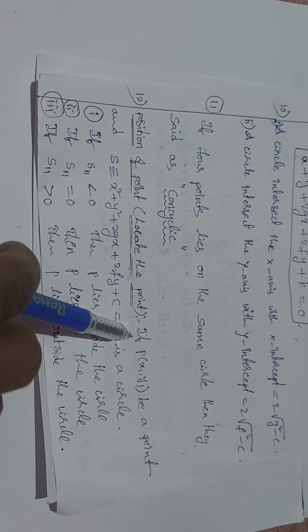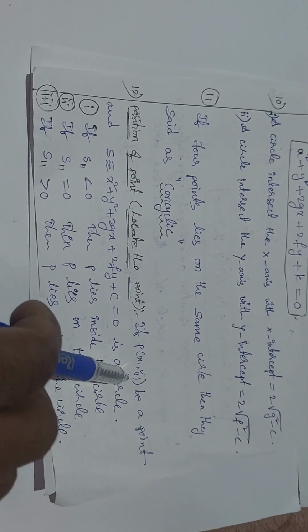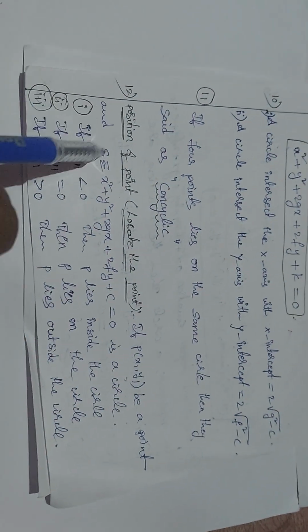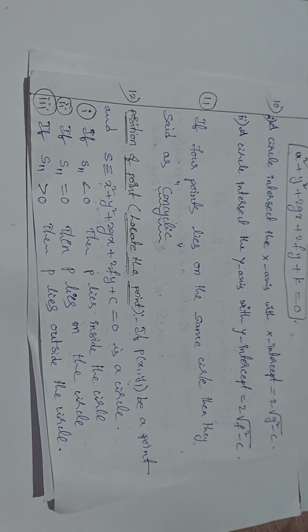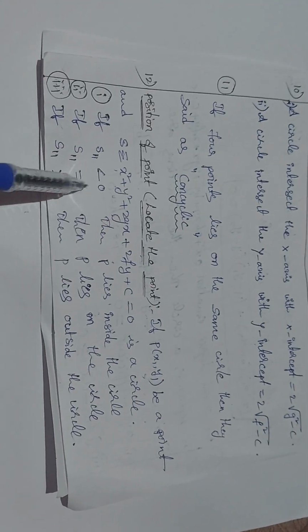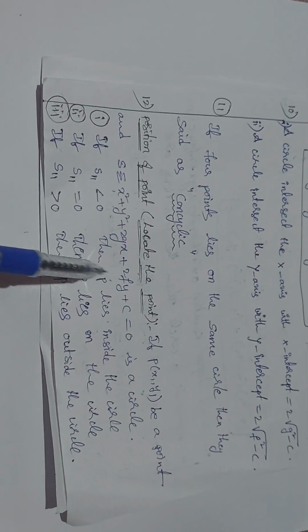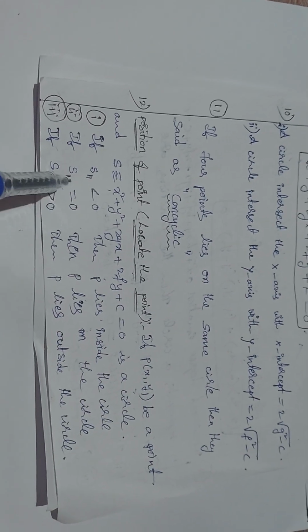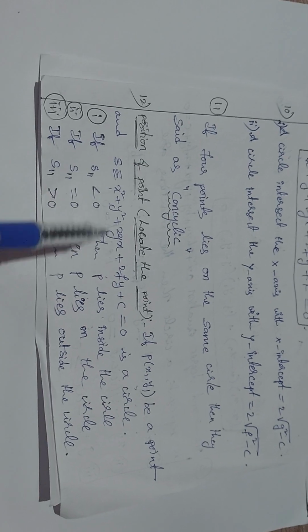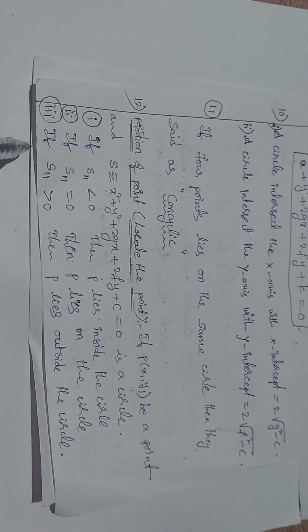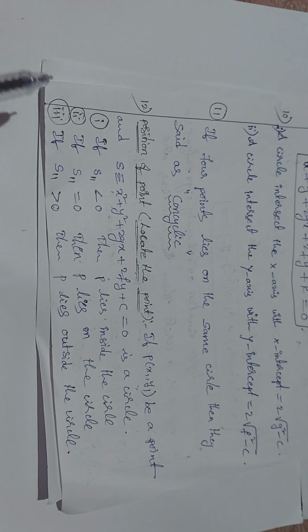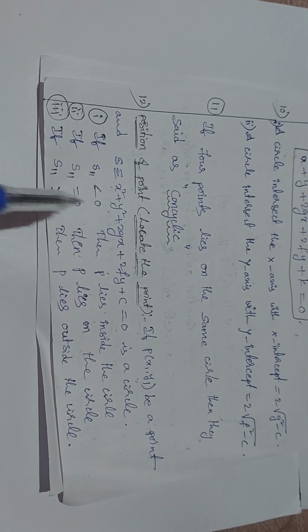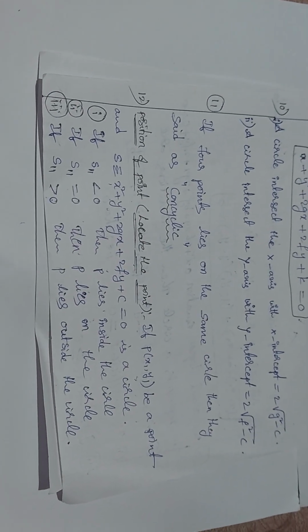So, if P(x1, y1) is a point, and S is equal to x square plus y square plus 2gx plus 2fy plus c is equal to 0 represents a circle: if S11 value is less than 0, P is inside the circle. If it is equal to 0, it lies on the circle. If it is greater than 0, it lies outside the circle. Less than means a negative answer, greater than means positive.